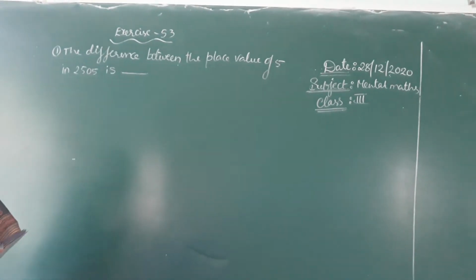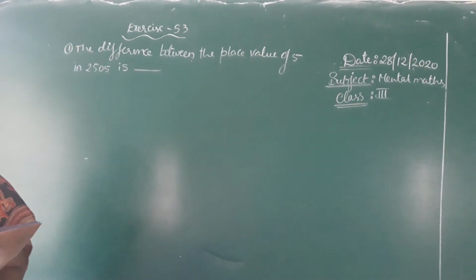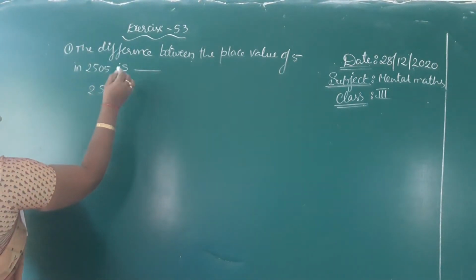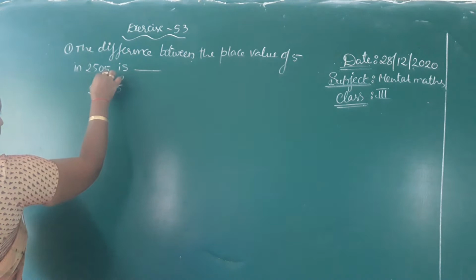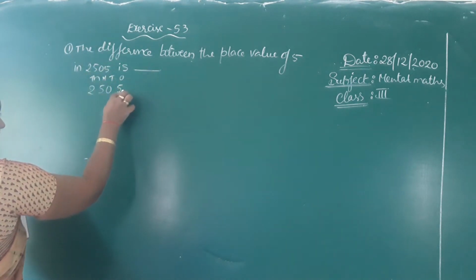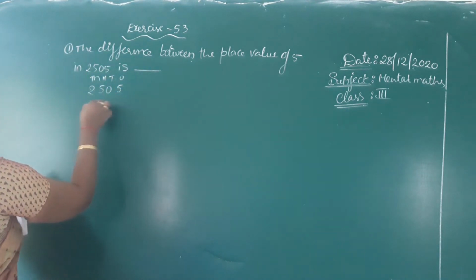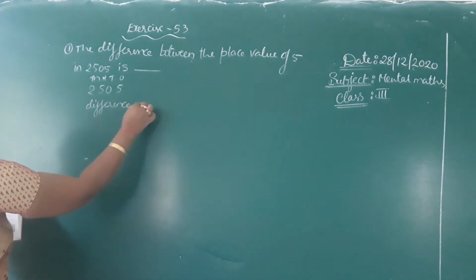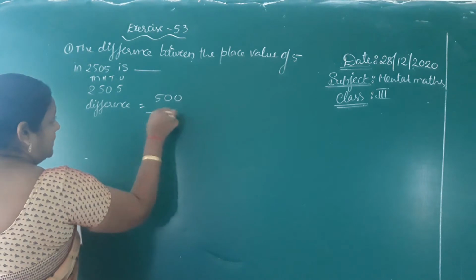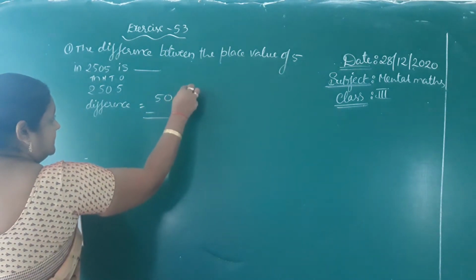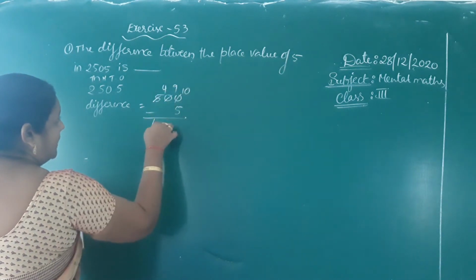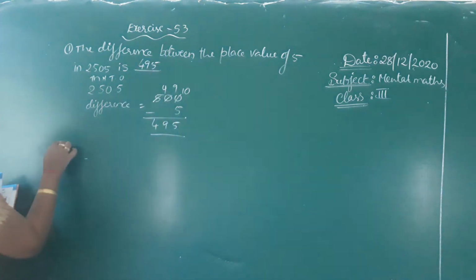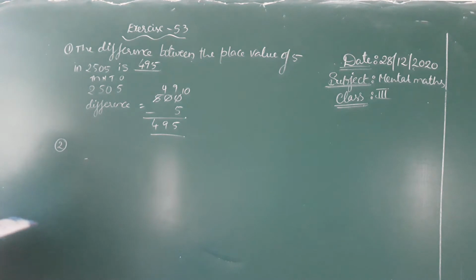That means first you have to find the difference between the place values of 5. What is the number, this one? What are the place values of 5s in this? Ones and the second one is hundreds. So it's a difference they are asking. That means 500 minus 5. 10, 9 and it is 4. 495. Answer is 495.